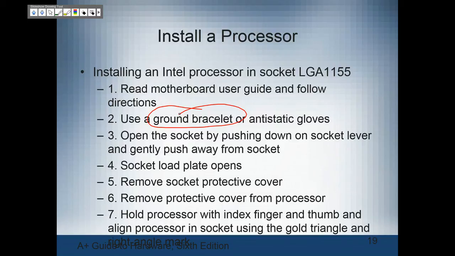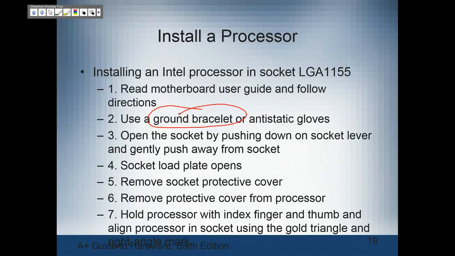These have very thin walls, and even a static charge that you don't feel can damage the solid-state device. And it's not necessarily going to fail at that instant. It may fail 2 weeks, 2 months, 2 years later because of the damage that you've done, because you have made the wall thinner so that the electricity can jump across. Open the socket, pushing down on the socket lever, and gently push away from the socket.